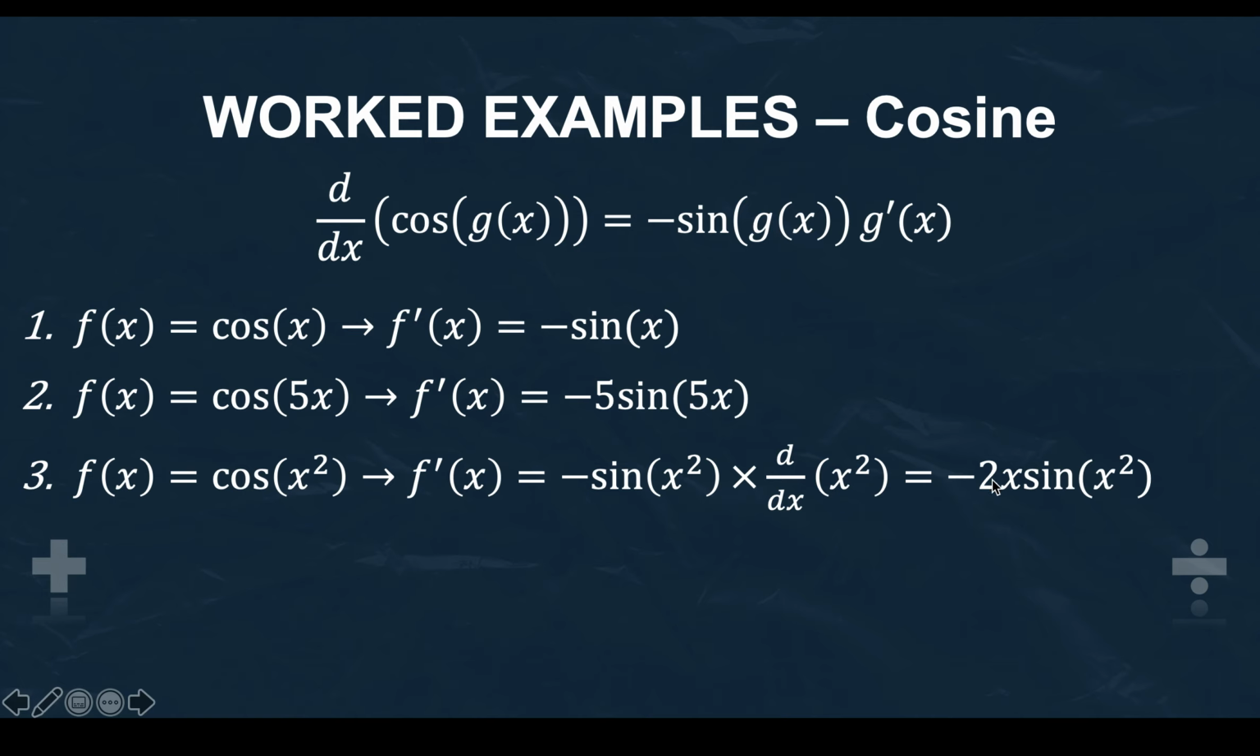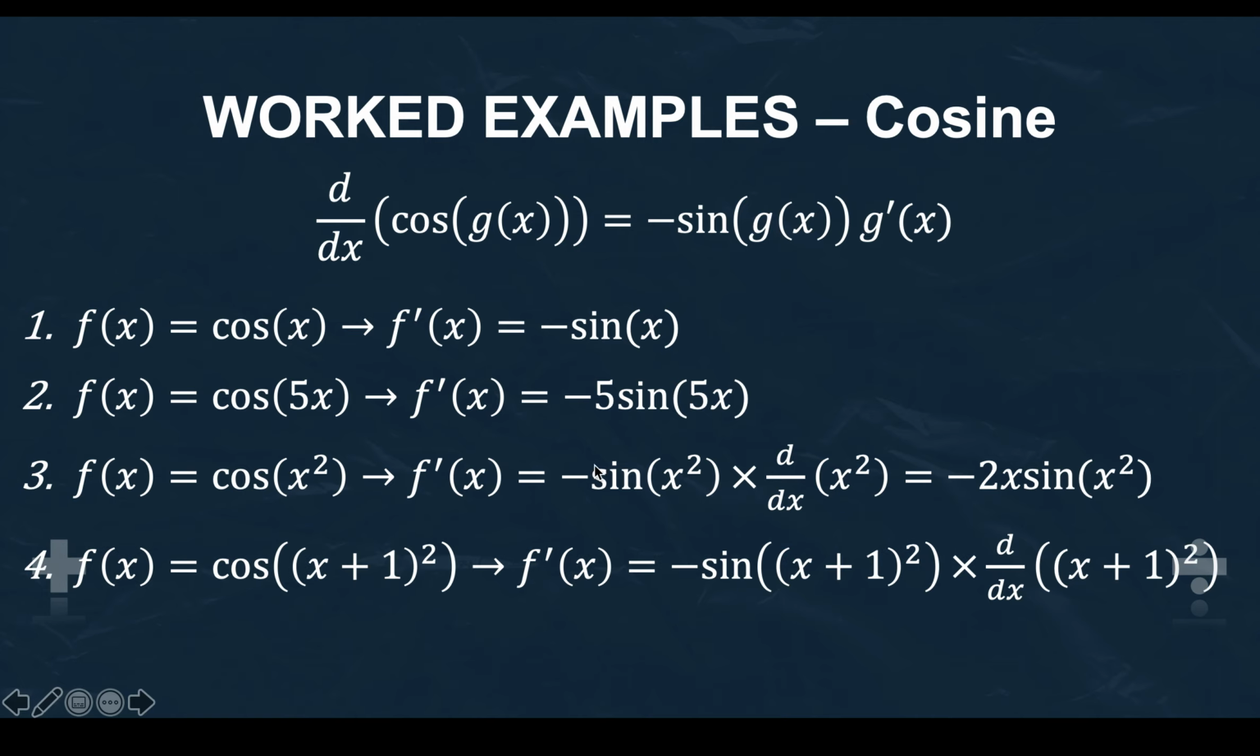So we're left with minus 2x sine x squared. Okay? Final example, again, similar sine case. In this case, g of x is x plus 1 squared, right? So if we want the derivative of cos of x plus 1 squared, we have minus sine x plus 1 squared times the derivative of x plus 1 squared.